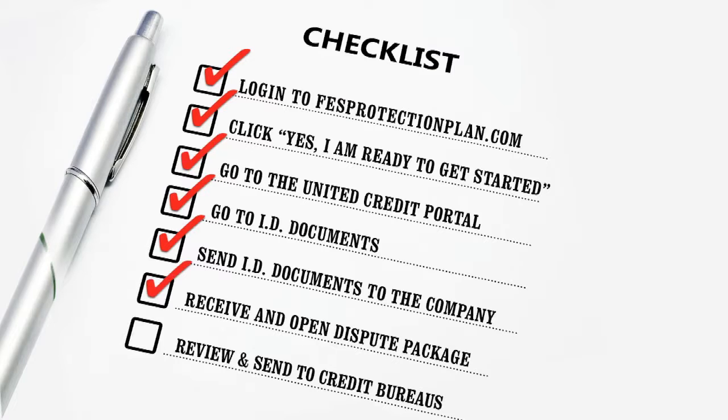You're going to go ahead and open that package, review the letters, sign the letters, and address them to the credit bureaus, and the instructions come in the dispute package. So it really is a simple process, and then you're going to be waiting for correspondence from the credit bureaus. And then of course, really, really important is to send back that information to the company so they can update your process report.